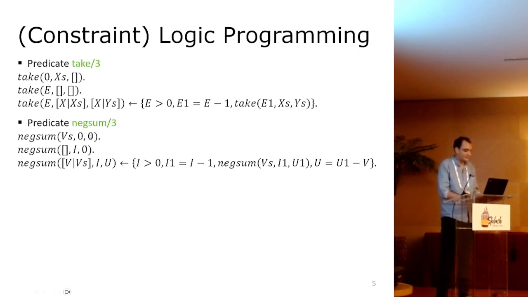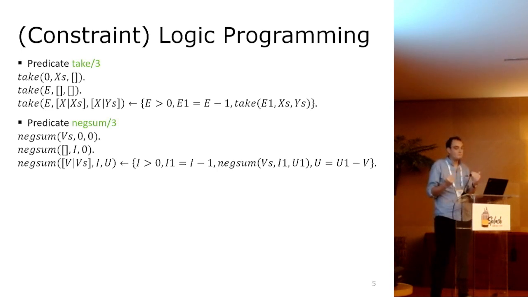And then you have the predicate next sum there, which computes in its last argument the negative sum, so simply minus the sum of the I first elements of its first argument. So although these two predicates, of course, do different things, one of them extracts elements from a list, and the other one computes the negative sum of the first E elements of a list.